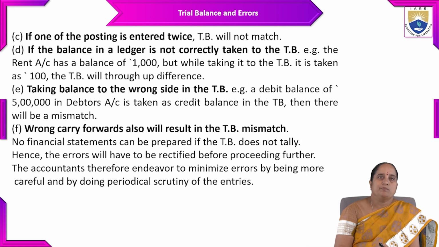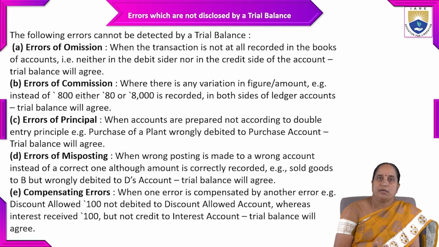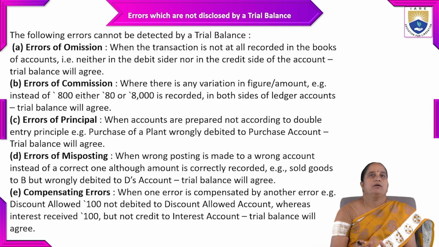No financial statements can be prepared if the TB does not tally. Hence, the errors will have to be rectified before proceeding further. The accountants therefore endeavor to minimize errors by being more careful and by doing periodical scrutiny of the entries. That is the reason they now and then prepare a trial balance, so that they can minimize this kind of errors. Then what kind of errors are not disclosed by a trial balance?